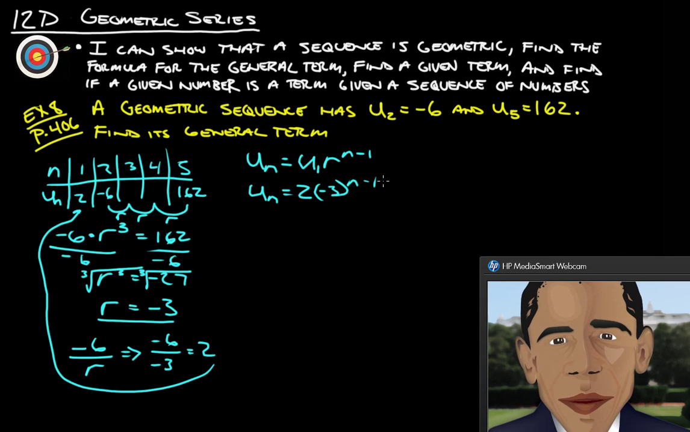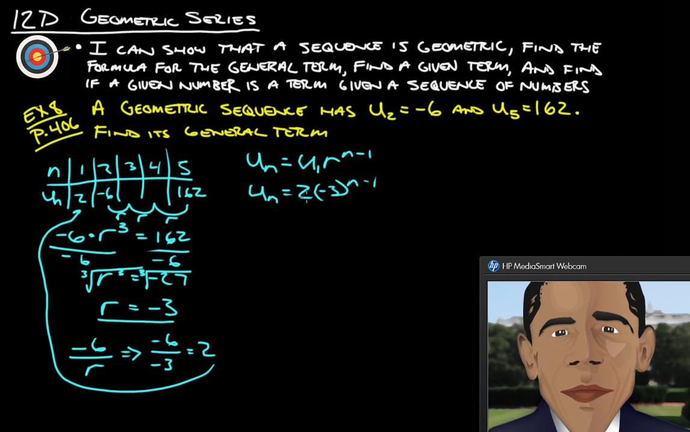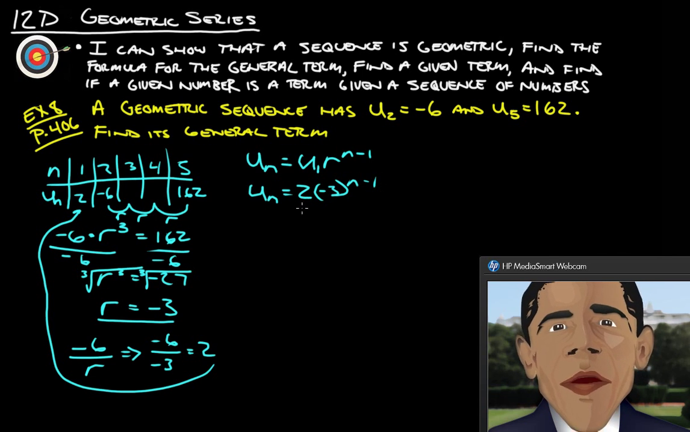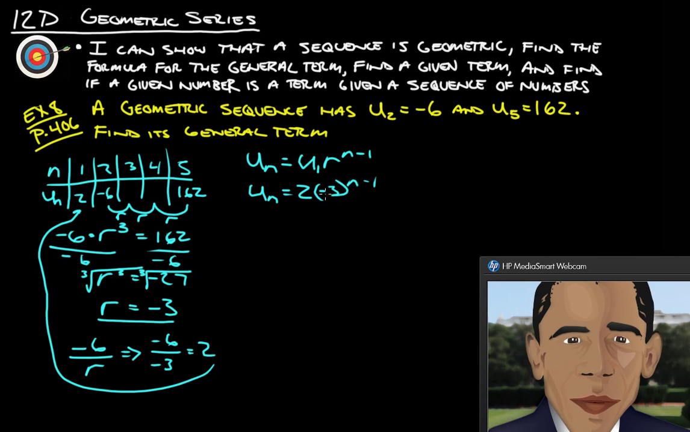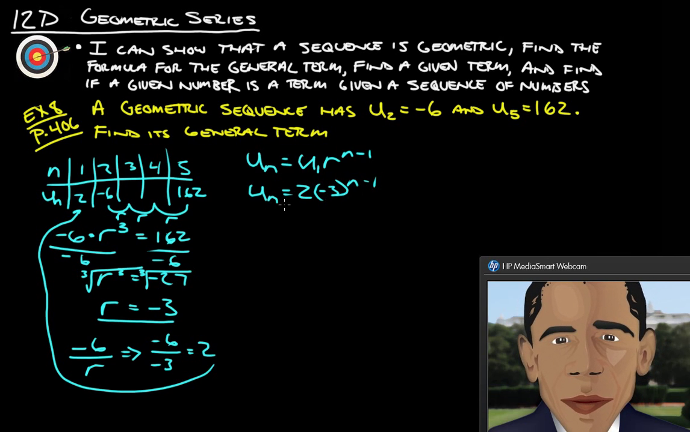negative 3 to the n minus first power. Now again, remember, here's where we have to look for common powers. Okay, so this is a power of 2, this is a power of 3, so these are not common powers at all here, so we can just leave it. So that is going to end up being our answer. Okay, so that's the general term.